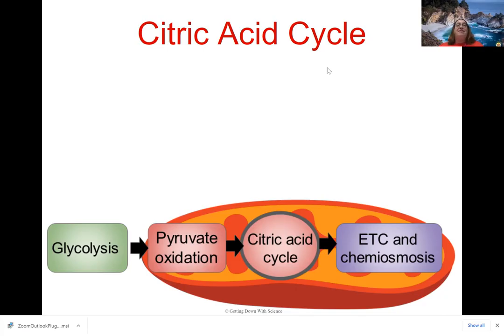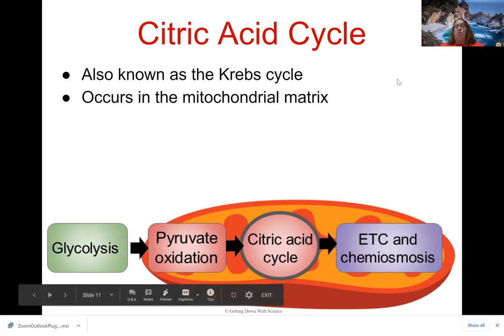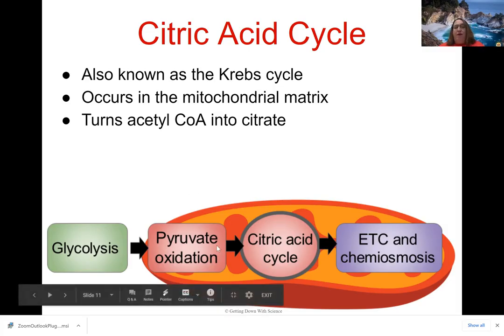So now we're moving into the citric acid cycle portion. It's also more commonly known as the Krebs cycle, named after the gentleman who first described it. And it will occur in the mitochondrial matrix, so that central, inner portion of the mitochondria. We're going to take that acetyl-CoA that we made in the pyruvate oxidation, and we're going to turn it into citrate. That's where the name citric acid cycle comes from.